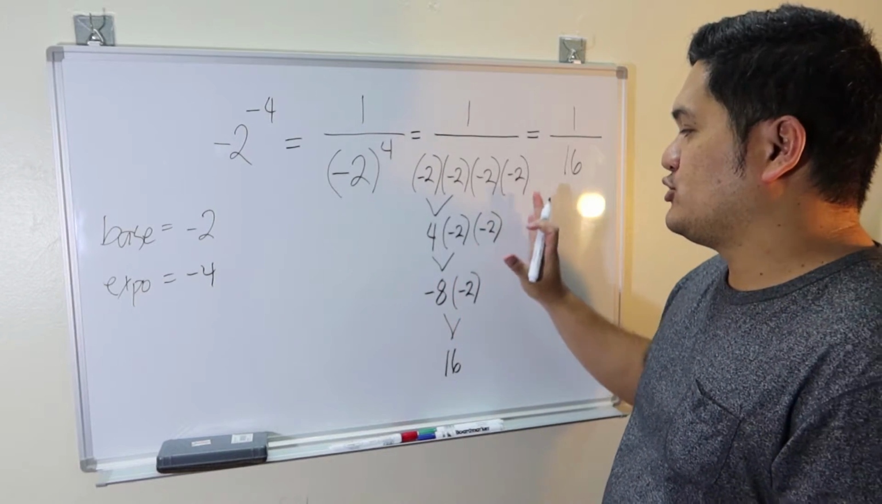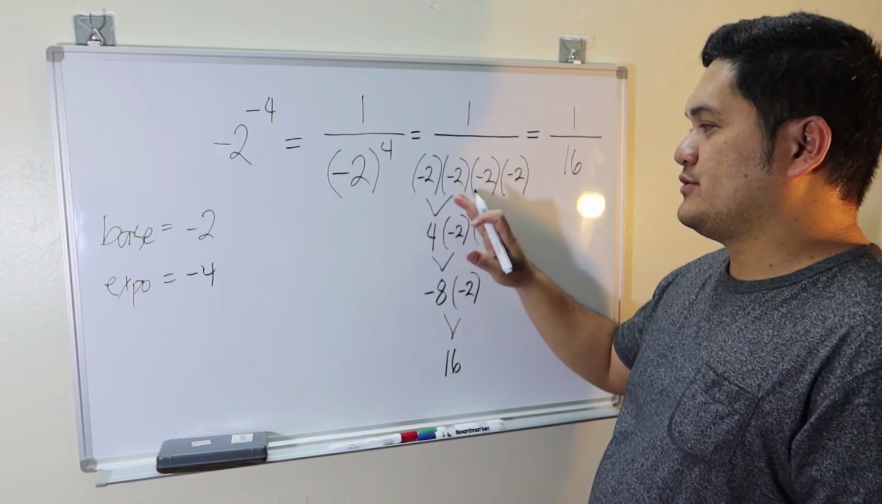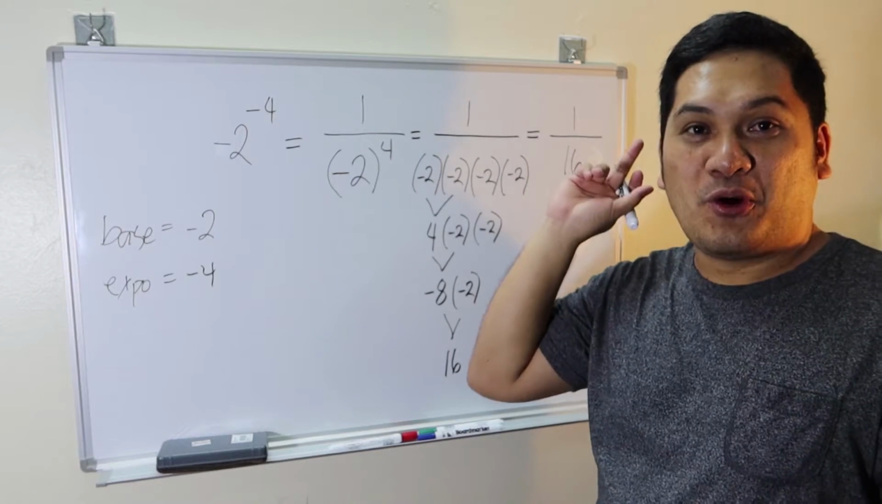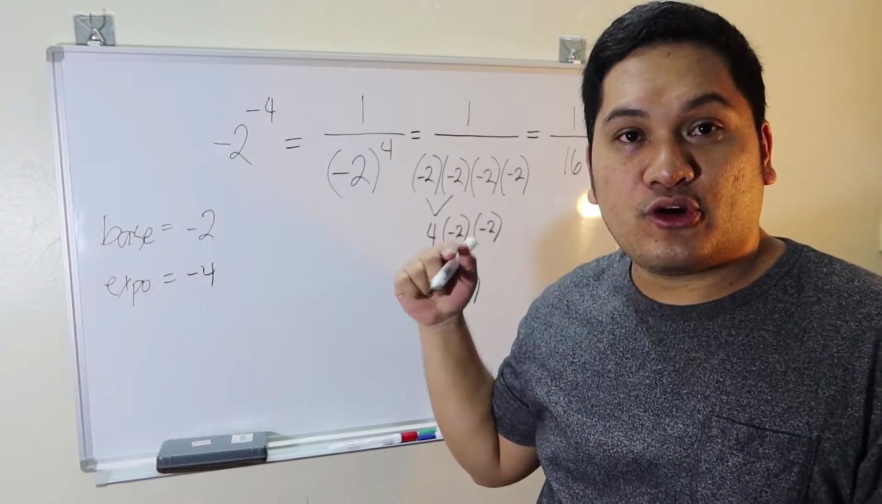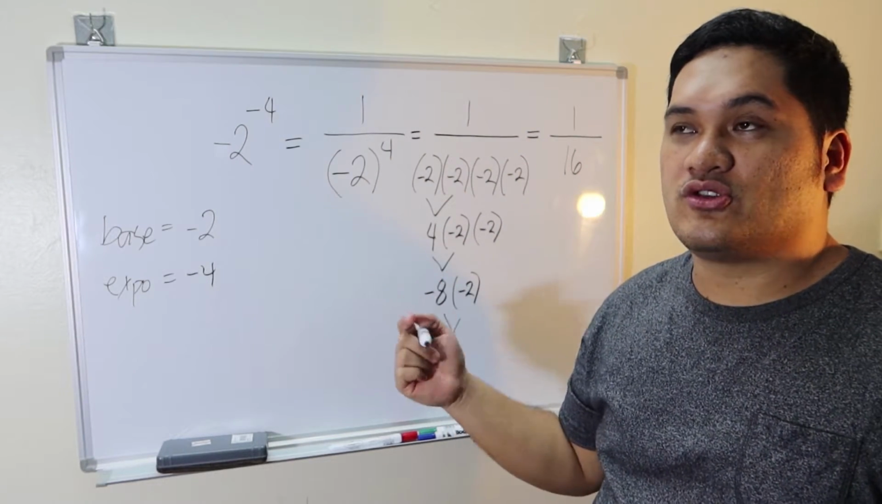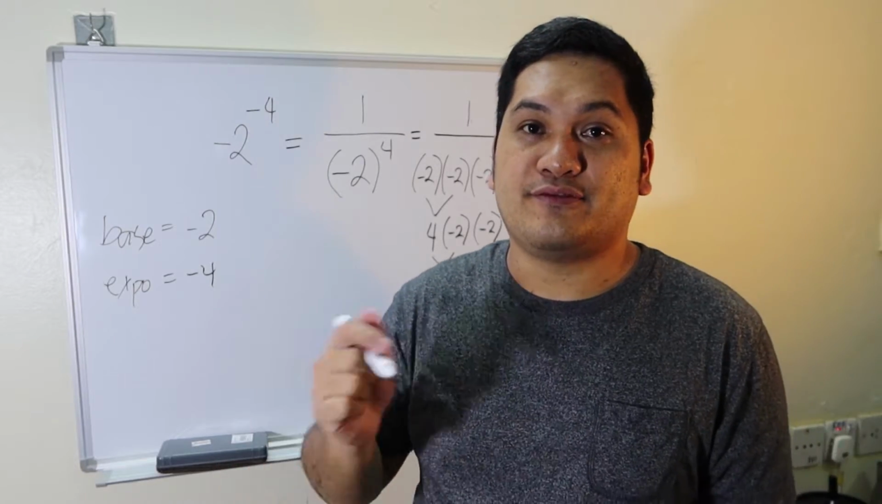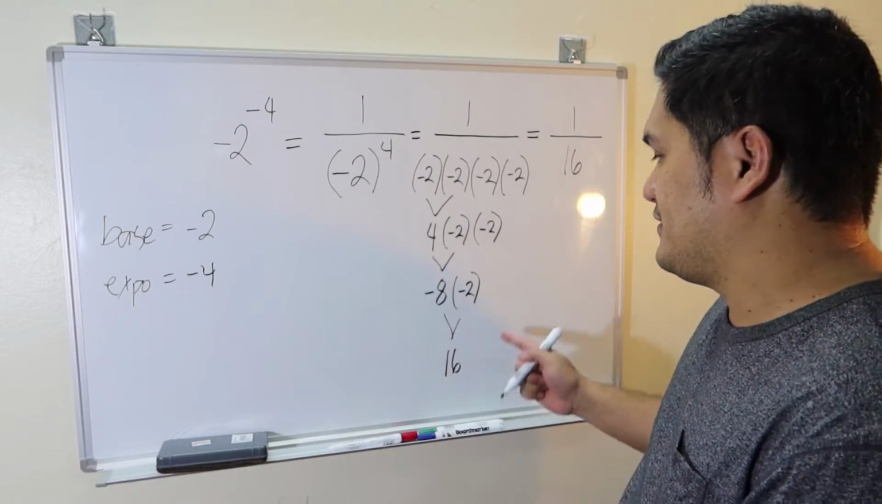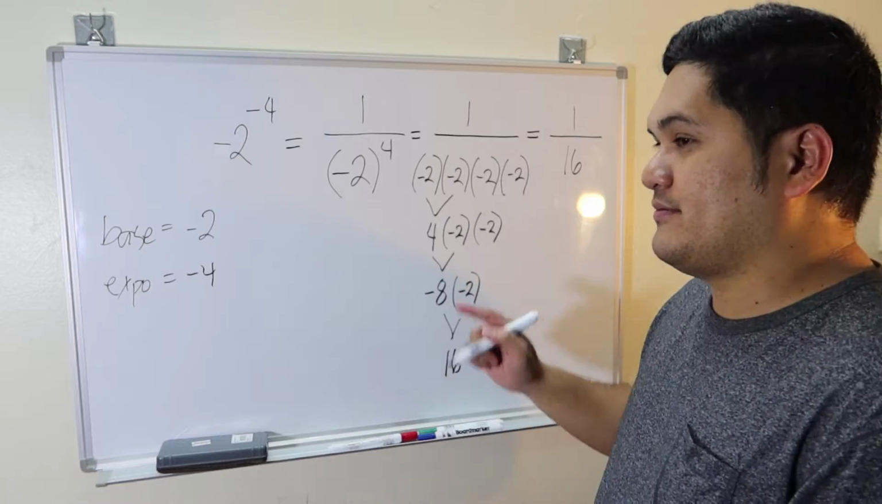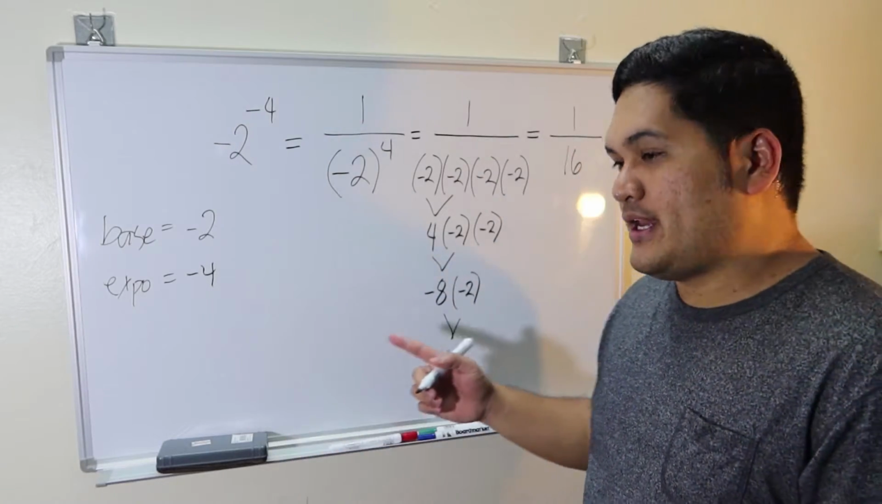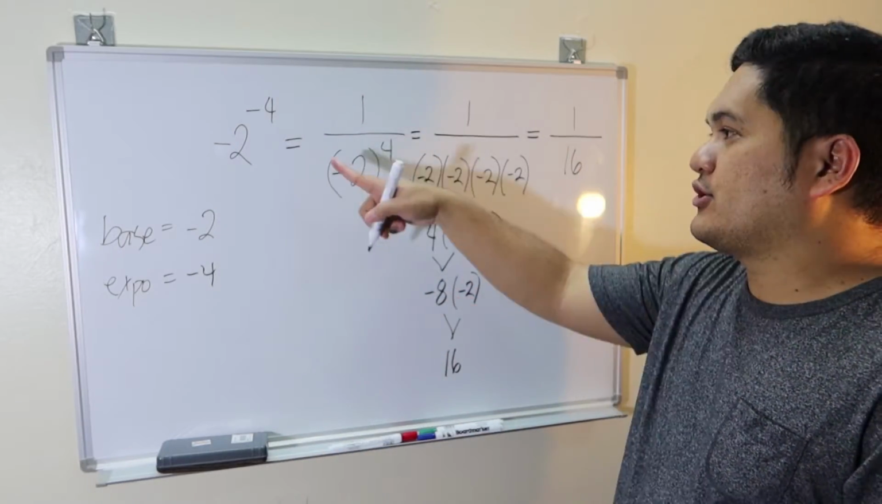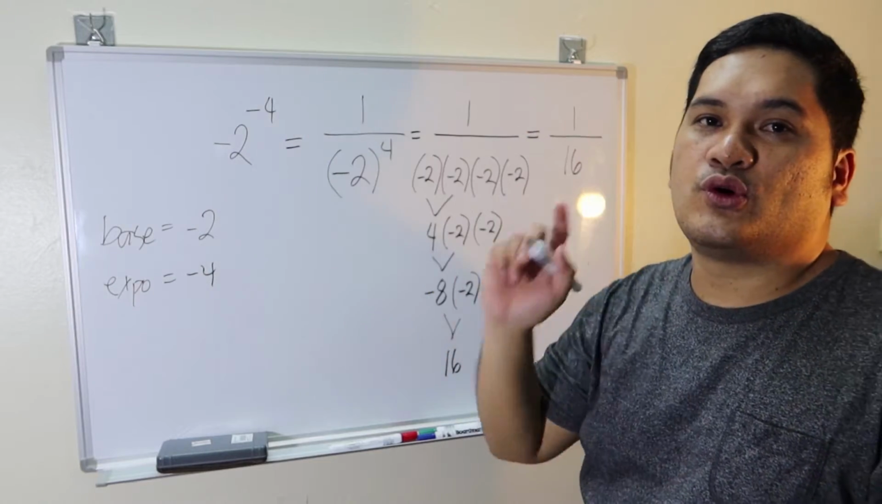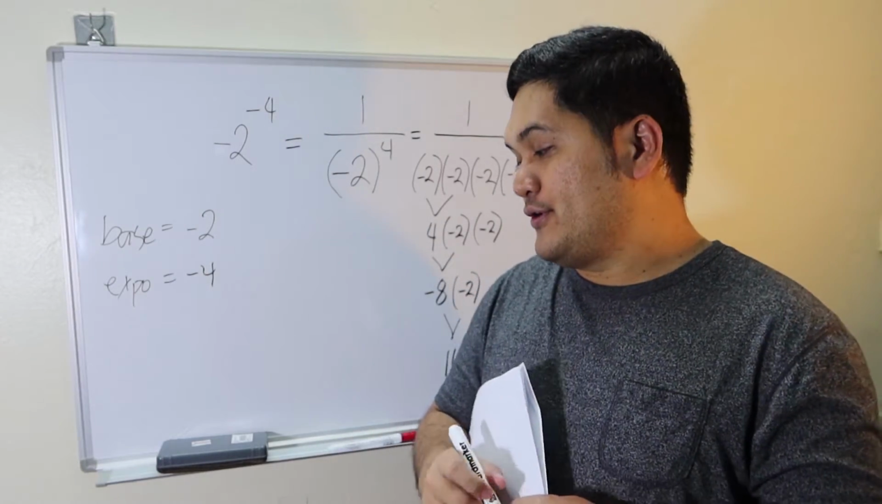So kung medyo hindi clear sa inyo yung mga negative dito, you can go back sa link na to kasi meron akong discussion last time about the integer negative multiplied by negative, positive multiplied by positive, or negative times positive. Yan. So you can visit sa link na yan. Ito yung answer sa negative 2 raised to negative 4.